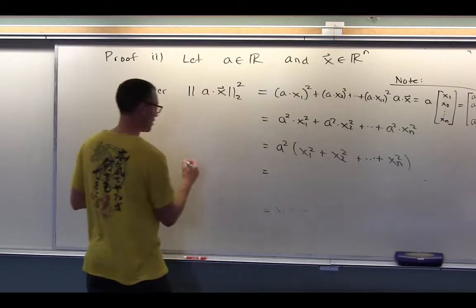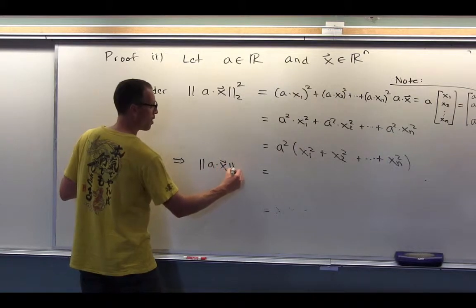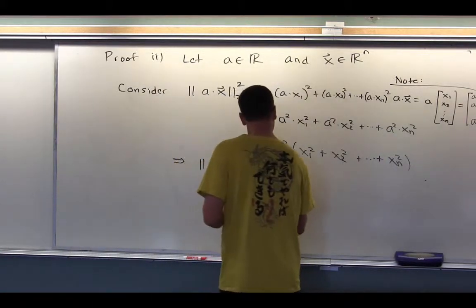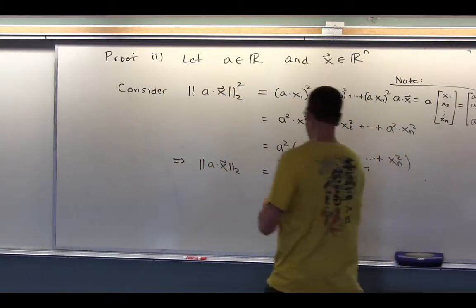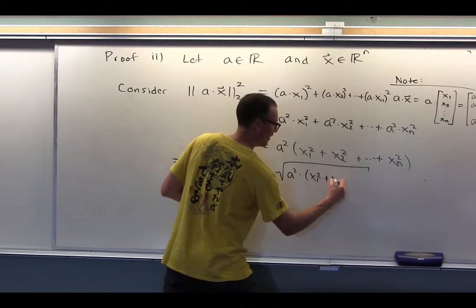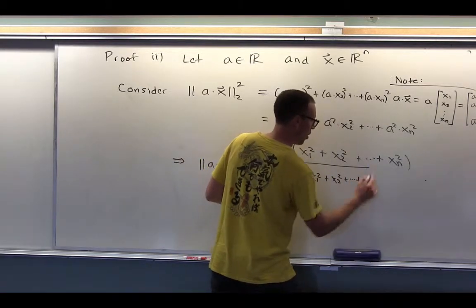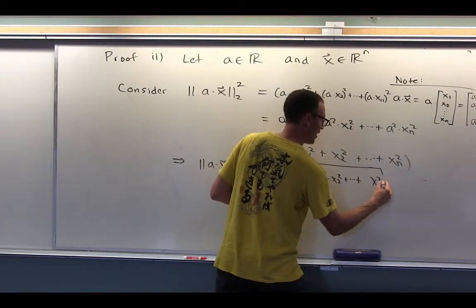All right, so let me ask you this. What would then happen if I took the square root of that? You have the square root of that. Yeah, that's right. Plus all the way down to xn squared.